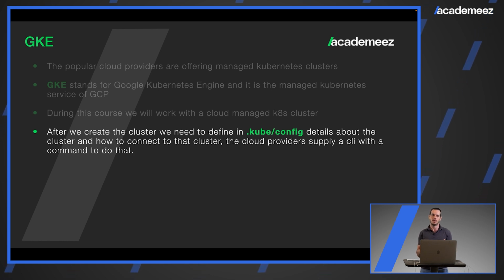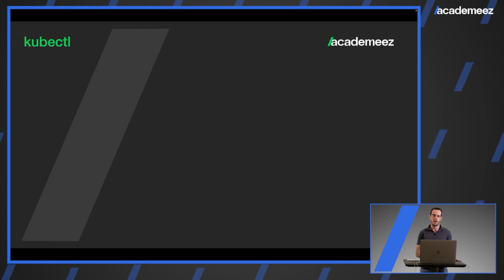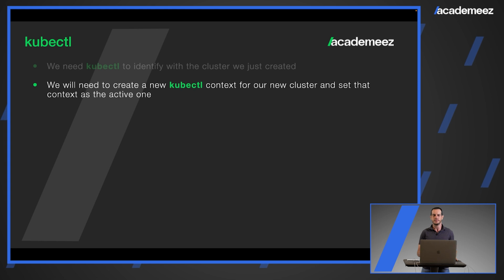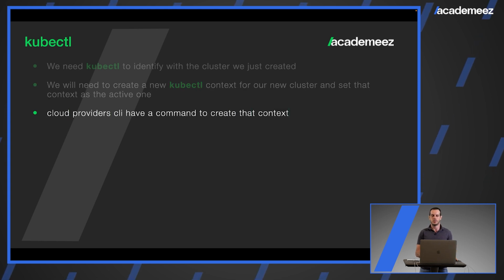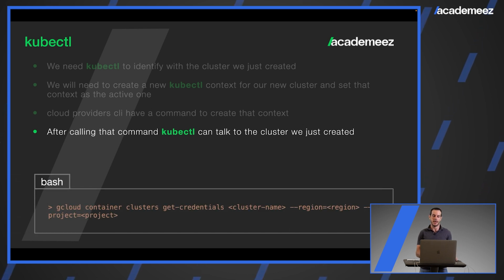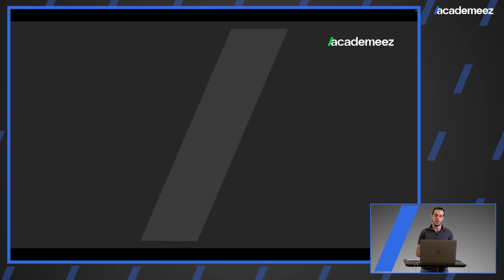Find the command that you need to connect your kubectl to the cluster you just created. kubectl is going to identify with the cluster we are creating, so we need to set a new kubectl context, and the cloud provider CLI will help you with the command to modify that context. The command in gcloud is gcloud container clusters get-credentials, your cluster name, which we're about to create, the region of that cluster, and the project that this cluster belongs to. After you run this command, your kubectl can talk with the cluster you created.